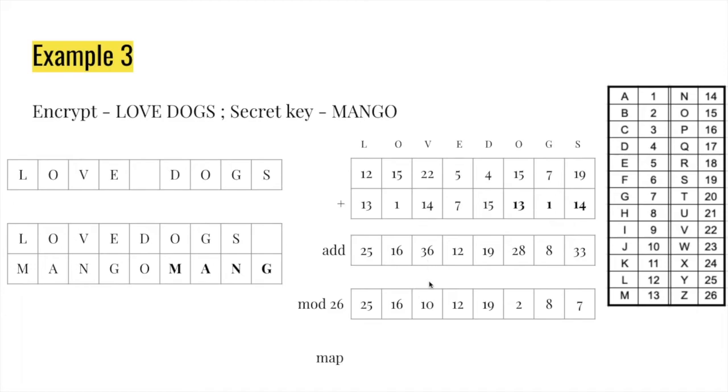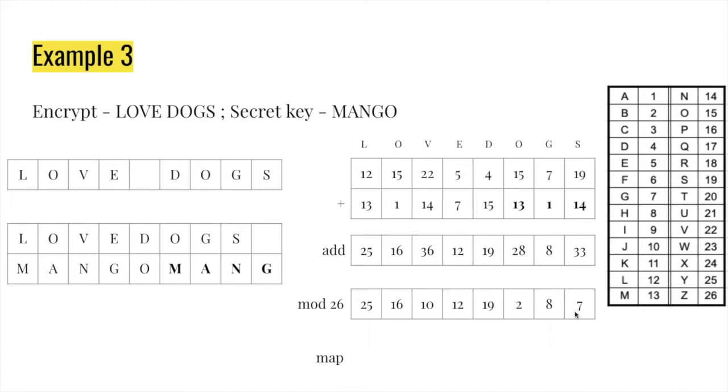So 36 mod 26 is 10. For 12 mod 26 is 12, 19 mod 26 is 19, and again we have a higher number than 26. Here the quotient can be 1 and the remainder can be 2. So we have 28 mod 26 as 2, 8 mod 26 as 8, and 33 mod 26 as 7. The quotient is 1 and the remainder is 7 in this case.